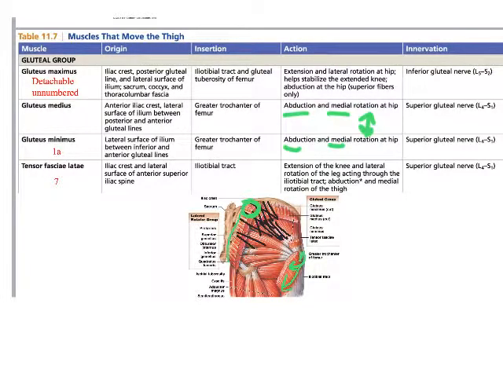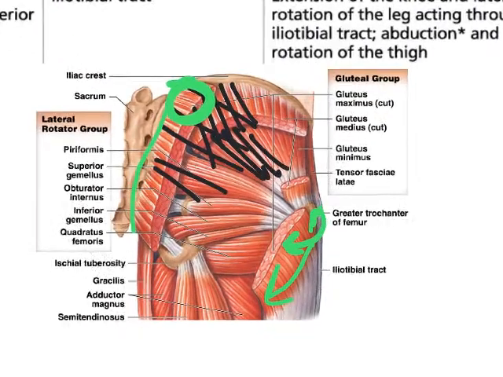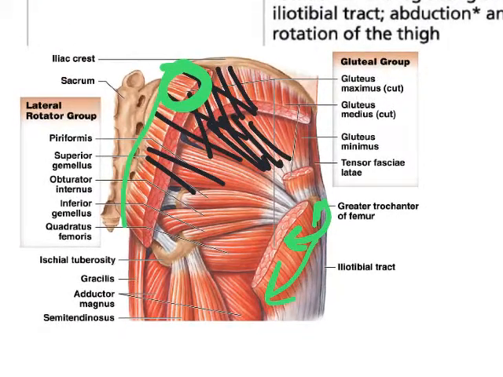Tensor fasciae latae, if I'm going to say it properly. I didn't really show you on the previous picture, but you can see it here on this one. It's this kind of lateral muscle that also connects with what we call the iliotibial tract. It's kind of the superficial most muscle right on the lateral side of the hip.